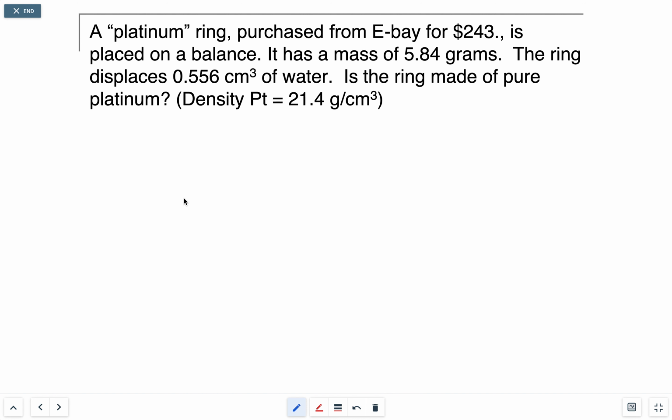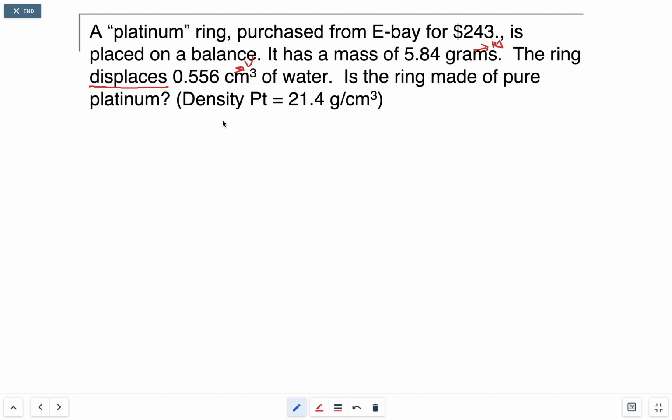Let's look at a problem dealing with this. A platinum ring, in quotes, purchased from eBay for $243. Note that we have the dot there, indicating that we have three significant figures. It is placed on a balance. The ring has a mass of 5.84 grams. The ring displaces, very important, this amount of water. Now, look at the units. That is volume. You need to know that. You need to know that grams, this is mass. It's really one of the first things you should pull out of this.